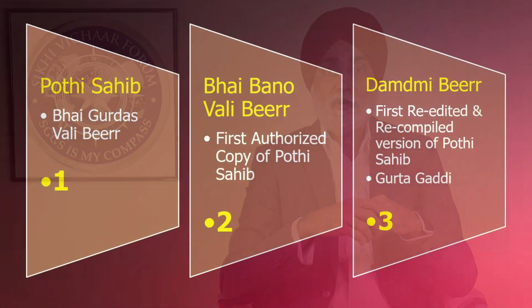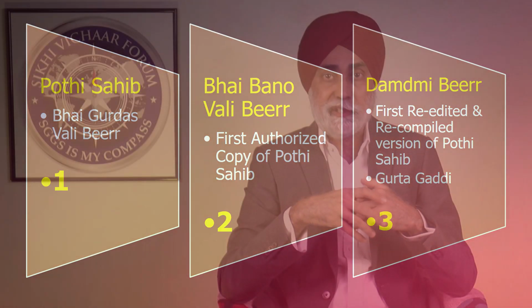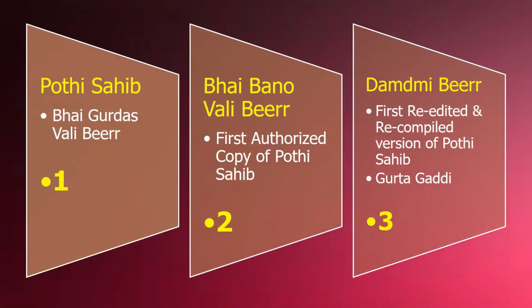We know that the Sri Guru Granth Sahib Ji had its roots in 3 original sources: the Pothi Sahib or the Pai Gurdas Wali Bead, the Pai Banno Wali Bead, which was the first authorized copy of Pothi Sahib, authorized by none other than Guru Arjan Ji himself, and the Damdami Bead, which was a re-edited and recompiled version of the Pothi Sahib. None of the 3 exist today in their original form, not a single one.